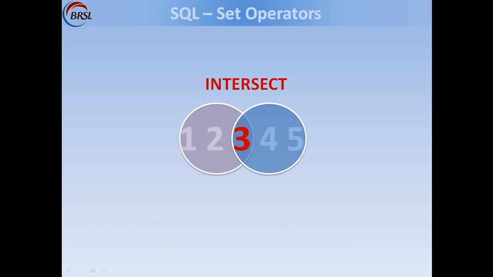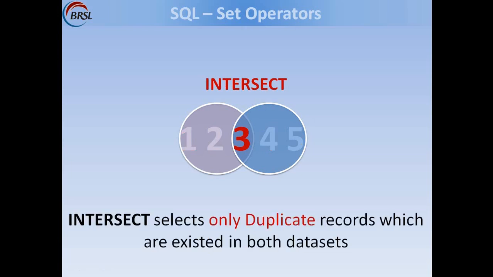Third set operator is intersect. It will select only the common record among all the datasets. Here it is 3. So the result contains only 1 record. So intersect selects only duplicate records which exist in both datasets.